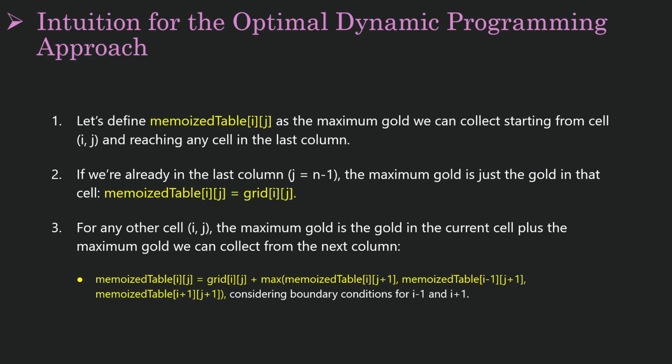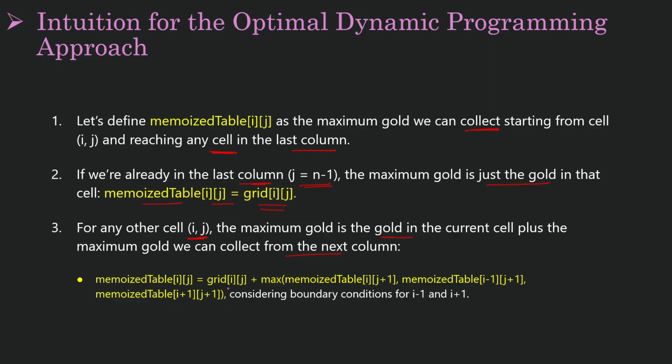Let's define memoized table at I cross J as the maximum gold we can collect starting from cell I, J, and reaching any cell in the last column. If we're already in the last column, where J equals n minus 1, the maximum gold is just the gold in that cell. Memoized table at I cross J equals grid at I cross J. For any other cell I, J, the maximum gold is the gold in the current cell plus the maximum gold we can collect from the next column.